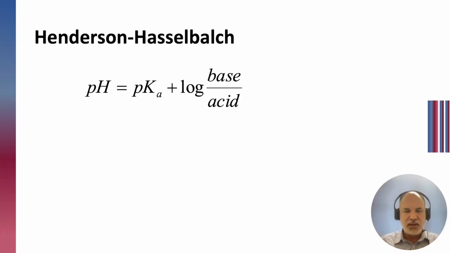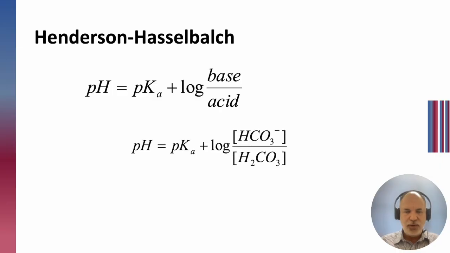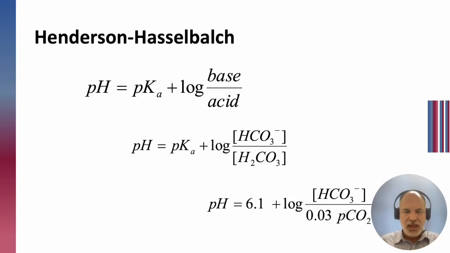In terms of the Henderson-Hasselbalch equation, we understand the basic equation that pH is equal to the pKa plus the log of base over acid. And if we translate this into our bicarbonate system, then pH is pKa plus log of the bicarb concentration over carbonic acid concentration. If we apply this to the bicarb system, then pH is equal to 6.1 plus log of the bicarb concentration divided by the PCO2 multiplied by its solubility coefficient.